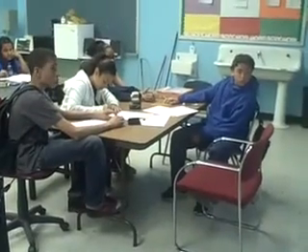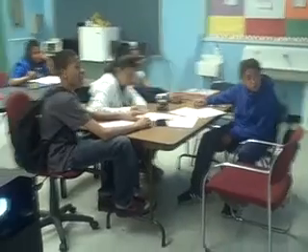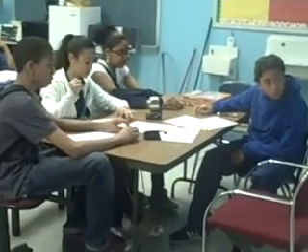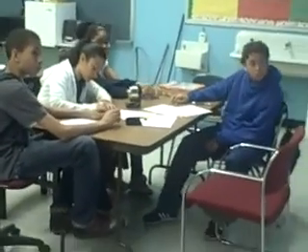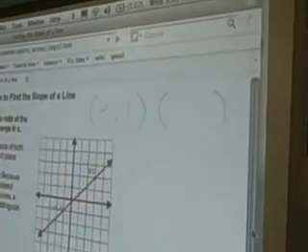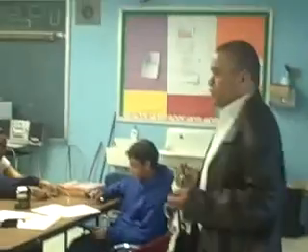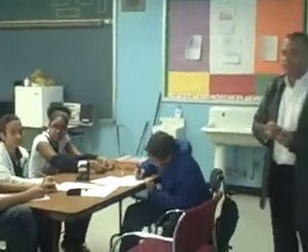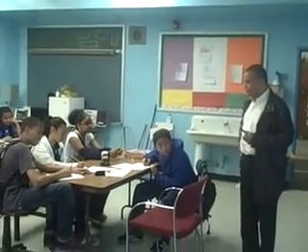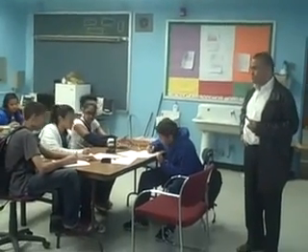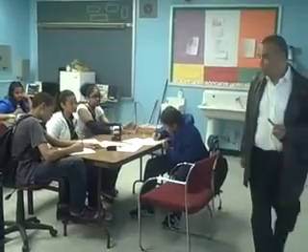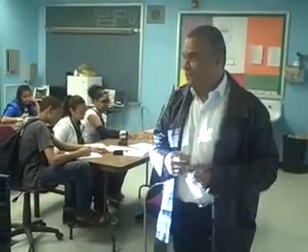Point four over here, 9 and 1. Jamie, can you give me 2 more points? 6 and 4. Now let's find the slope of the line using those points, because I just want to make sure that we all know what we are supposed to do. 9 and 1 and 6 and 4.